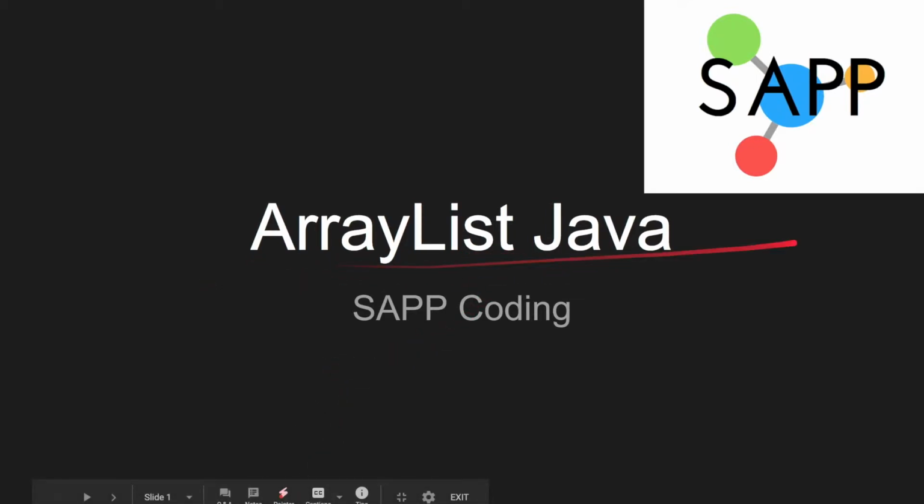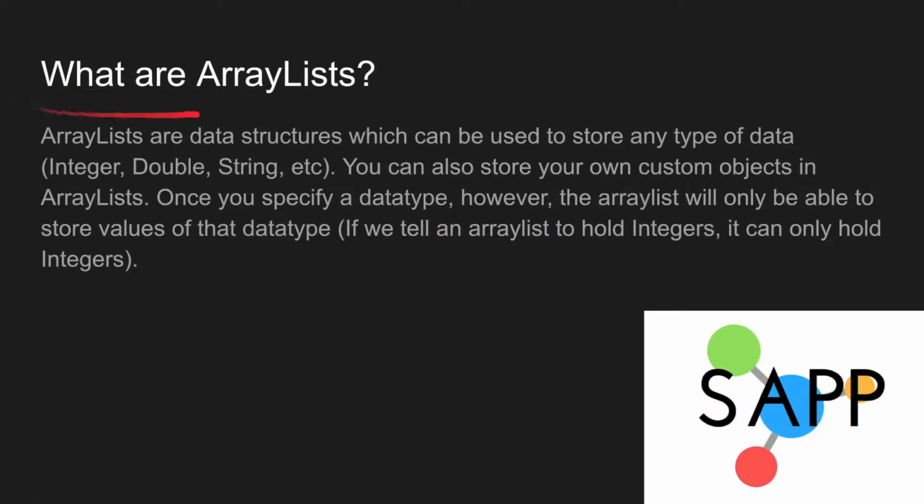So, ArrayLists in Java, let's talk about them. Okay, so what are ArrayLists? ArrayLists are data structures, which are essentially structures in code that can store data, pretty self-explanatory. They're basically data structures which can be used to store any kind of data. So any kind of data type you can think of: integers, doubles, strings, even your own data types that you make. For example, if you make a book class, you can make an ArrayList of book objects. Or if you make a student class, you can make an ArrayList of student objects, etc., etc.